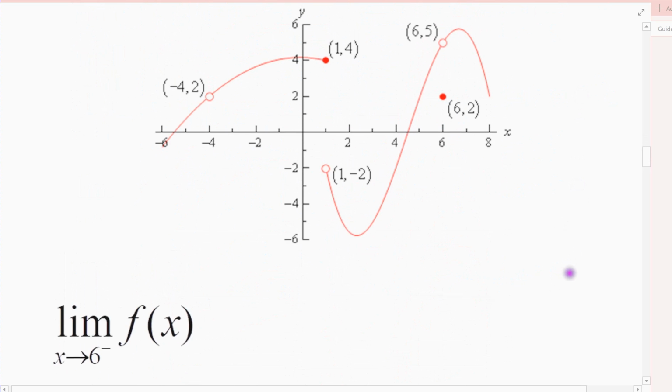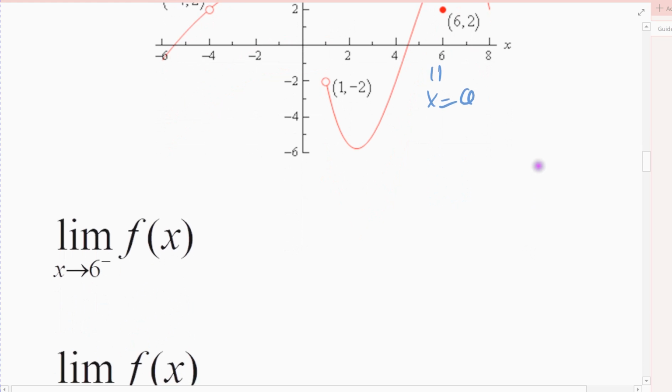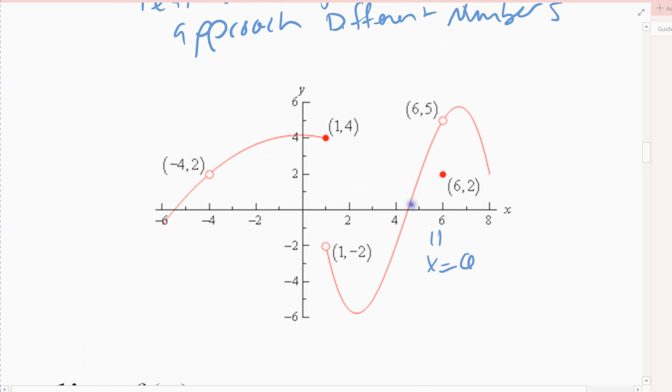All right, the last one for this particular example. So 6 is the next one we're looking at, x equals 6. Remember, 6 existed at that point, so the function value was 2. But the limit's going to be different. All right, so first from the left. So as x approaches 6 from the left, what are the y values? What's the function doing?